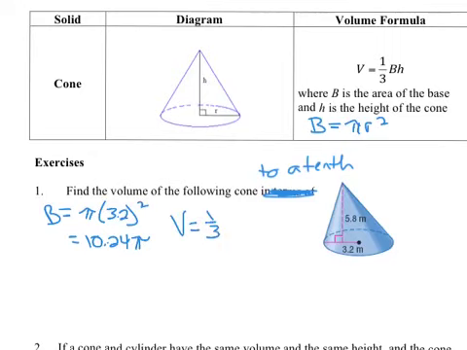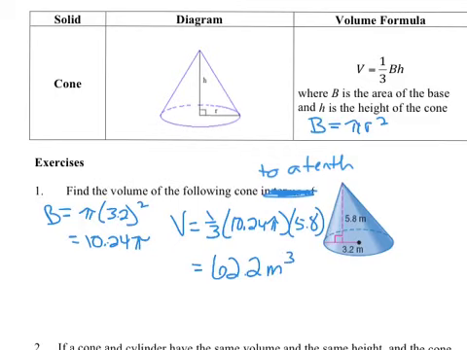And now just to find the volume, we substitute everything in. It's 1/3 times 10.24 pi times the height, which is 5.8. And then we put everything in our calculator and we multiply through by pi, and we end up with 62.2 cubic meters. So that is a direct calculation problem. The next one is going to be a little more complicated, but we just think it through, and it's really not that bad.